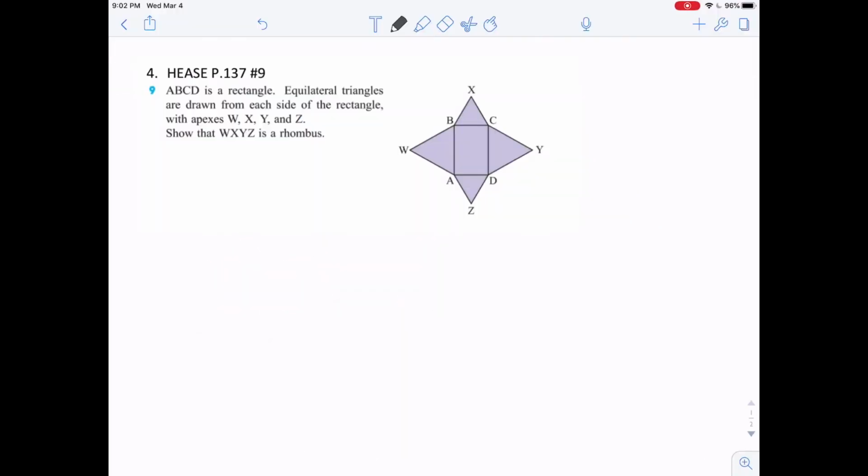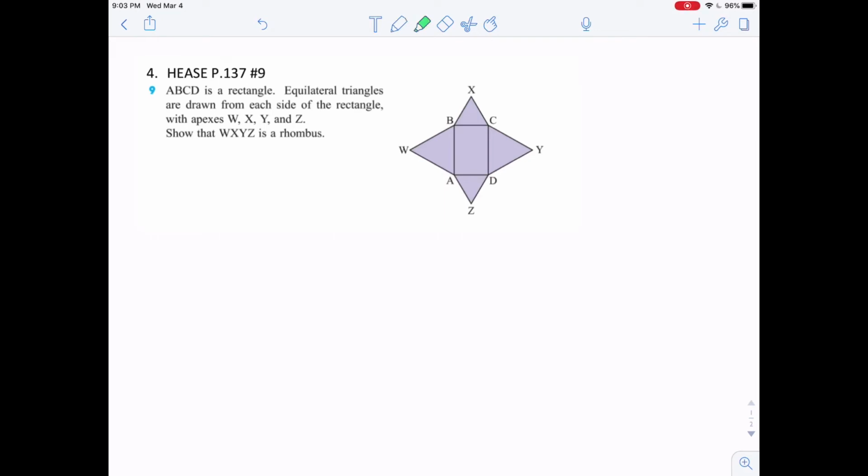Okay, so take a look. Now let's take a look at this last question over here. This is one of the exercise problems on page 137, question number 9. We're given ABCD as a rectangle with equilateral triangles being drawn from each side of the rectangle with apexes W, X, Y, and Z. We need to show that WXYZ is a rhombus.